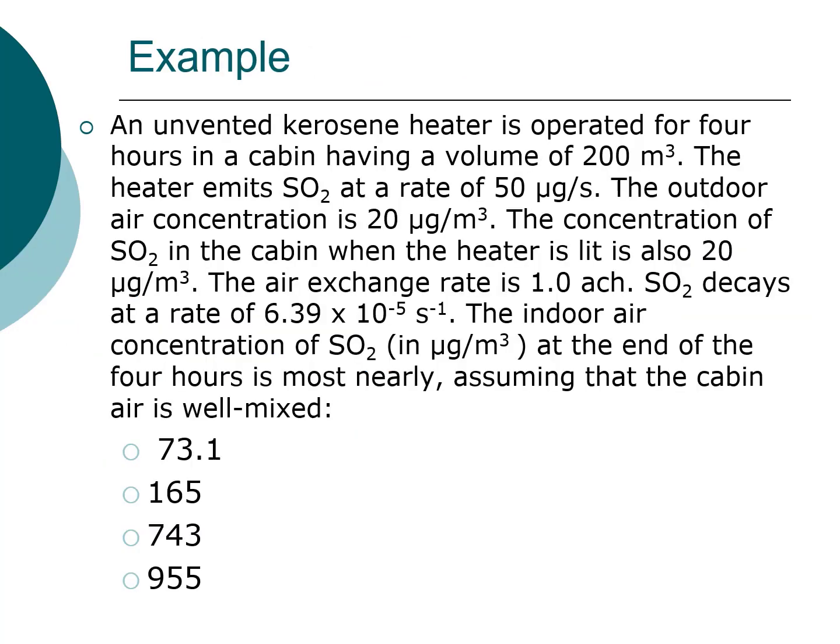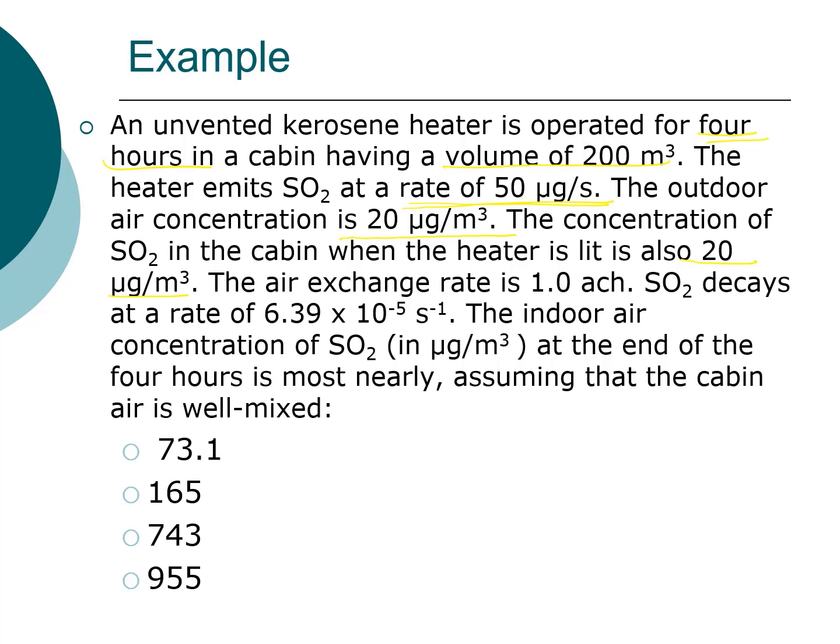So let's do a first problem here. We have a situation where we have an unvented kerosene heater and it's operated for 4 hours in a cabin, and you're told that the volume of the cabin is 200 cubic meters. The heater emits SO2 at a rate of 50 micrograms per second. The outdoor air concentration is 20 micrograms per cubic meter, and the concentration in the cabin when the heater is lit is also 20 micrograms.